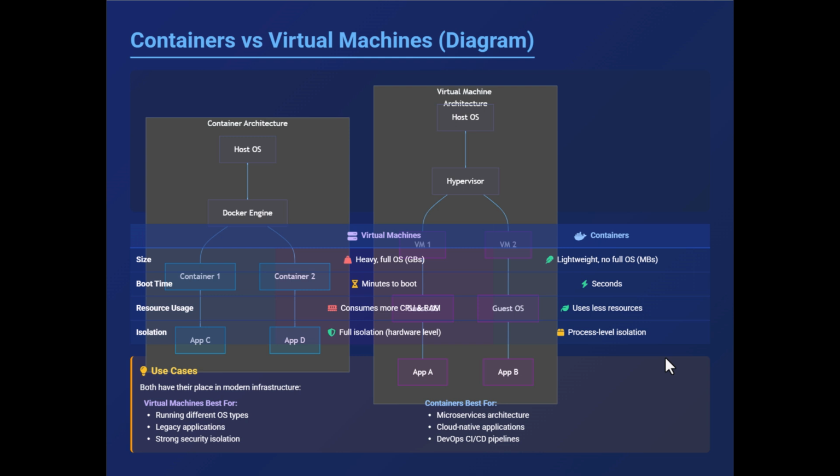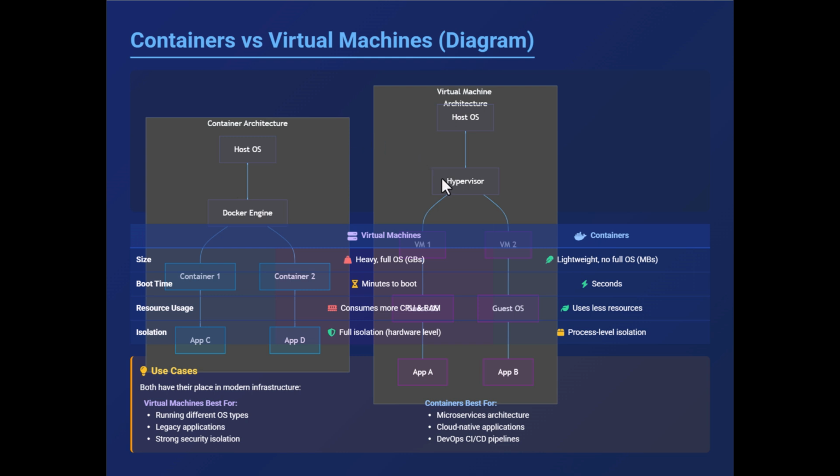Let's take a moment to understand the difference between a container and a virtual machine visually. On the left, we have the container architecture. Containers share the host OS and run on top of the Docker engine. They are lightweight, measured in MB, boot up in seconds, use fewer resources, and provide process-level isolation. Perfect for running multiple microservices with minimal overhead.